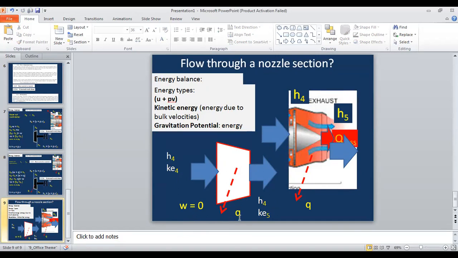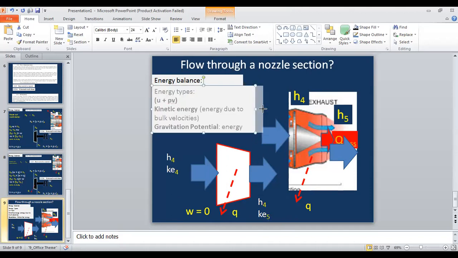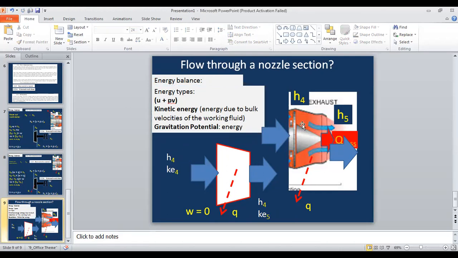There is a possibility for Q. There is a definite situation where W is 0. You may have a value. And kinetic energy is energy due to velocities, the working fluid velocities. So it's moving like in packets, in the bulk phase, one packet after the other, something like that.